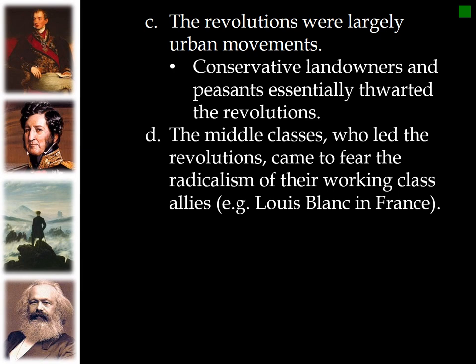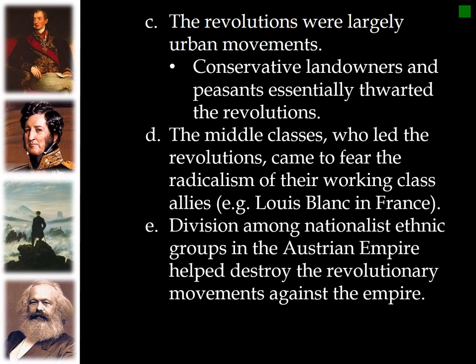The middle classes who led the revolutions came to fear the radicalism of their working class allies, for example, Louis Blanc in France. And ultimately, this caused division among the revolutionaries, which meant that they couldn't come to an agreement on how to govern themselves after initially thwarting the conservative powers. That is one of the reasons why the conservative powers were able to regain control by the end of the 1848 revolutions, reestablishing themselves. Division among the nationalist ethnic groups in the Austrian Empire also helped destroy the revolutionary movements in that area.